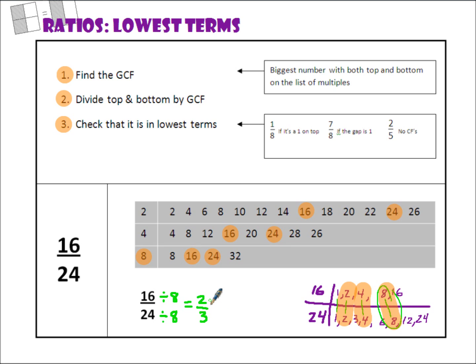If that wasn't the case, though, I'd go on to check that there's no more common factors between the top and bottom number. That means I wouldn't be able to divide both these numbers by one single number. So since we've determined that this is in lowest terms, in this case because the gap is 1, we'll circle this as our ratio written in lowest terms. 16 to 24 can be written in lowest terms as 2 to 3.